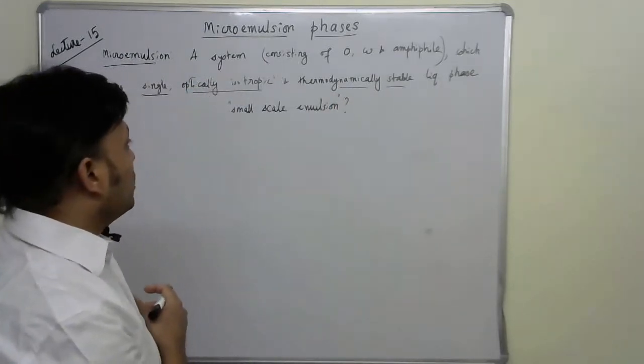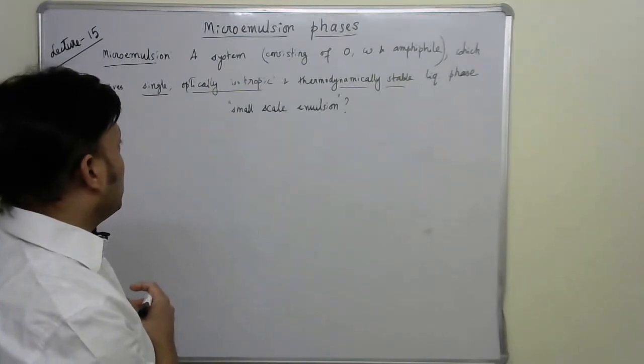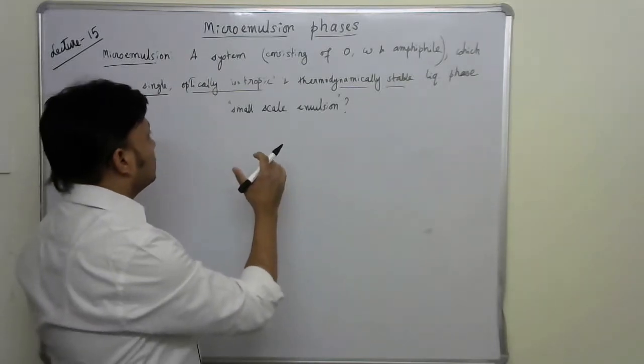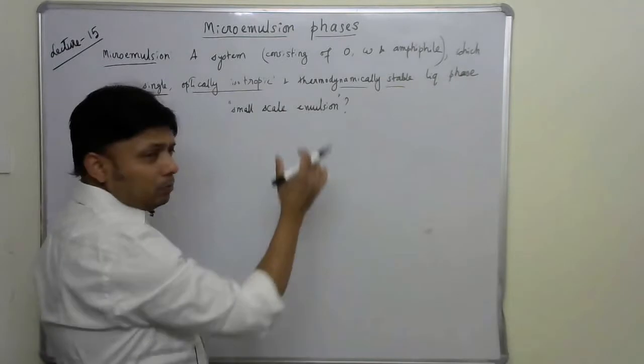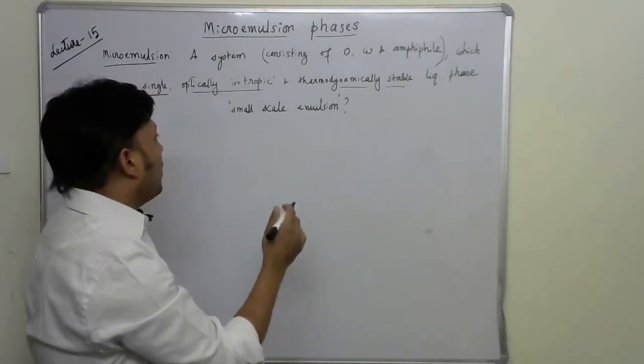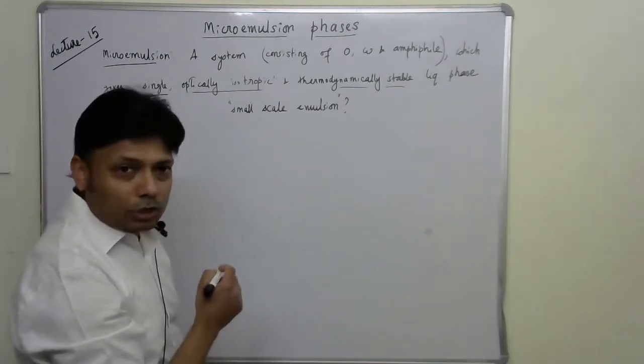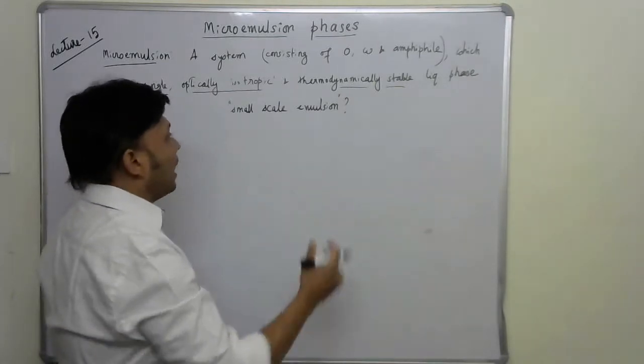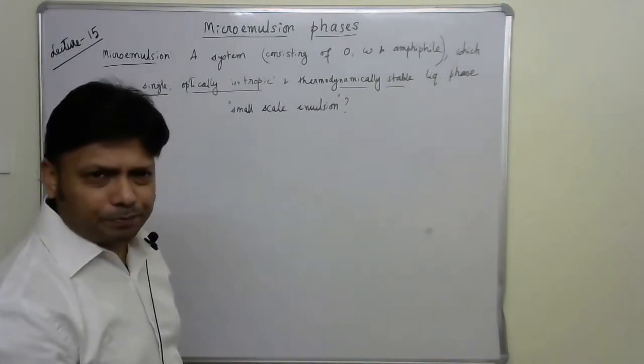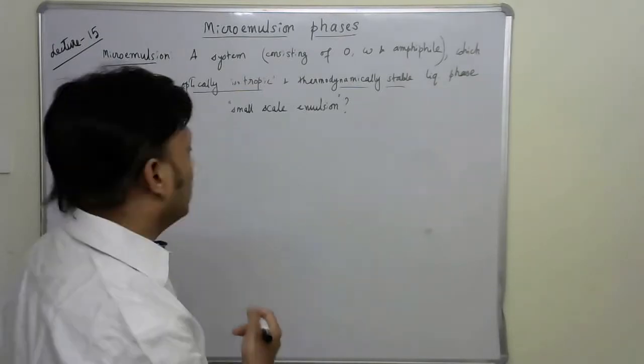So the question is, can we describe this microemulsion by some alternate phrase like small scale emulsion? Can it be defined as small scale emulsion? So let's take a look.